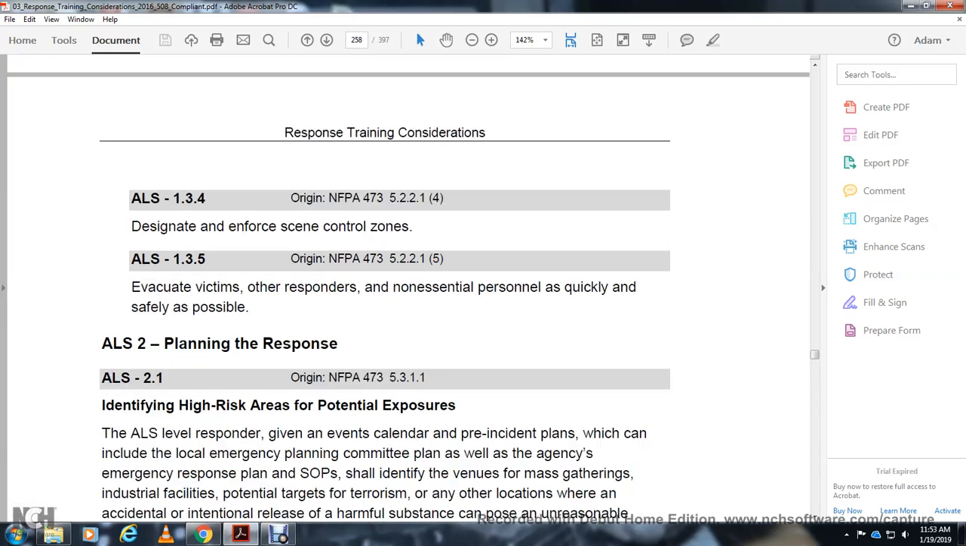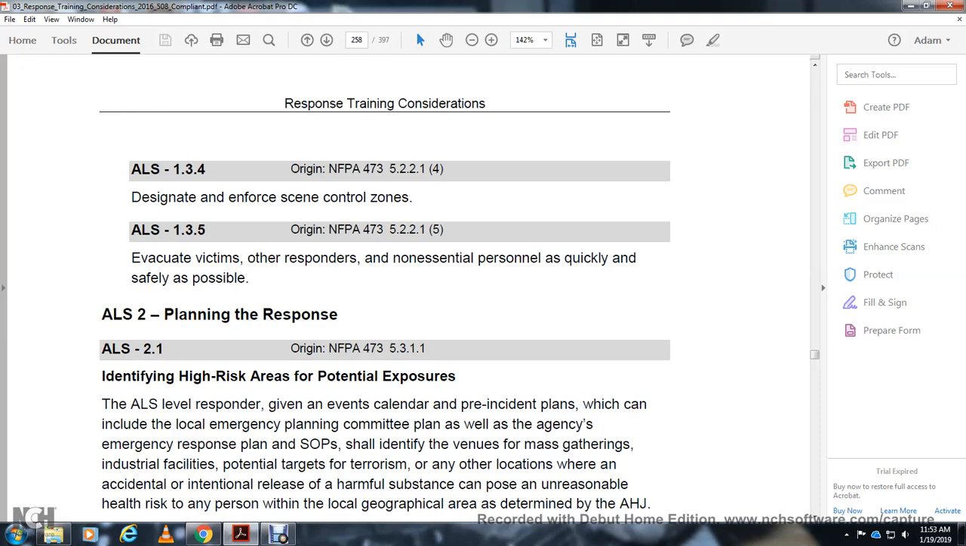Advanced life support responder planning. Identify high-risk areas and potential exposure. The advanced life support level responder should be given the event over the calendar, the pre-incident plan, which can include the local emergency planning committee plan as well as the emergency response plan and standard operating procedures.